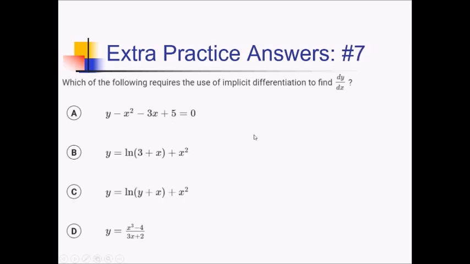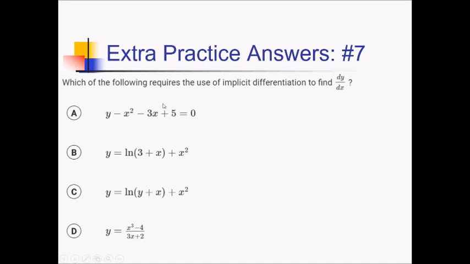For this problem, we don't actually have to do a whole lot of heavy algebra. They're just asking which of these following problems here would require the use of implicit differentiation to find the derivative. So imp diff, you're going to need to use that whenever you can't isolate y. If you can isolate y, then you don't have to use imp diff. It still might be more convenient, but you don't have to.